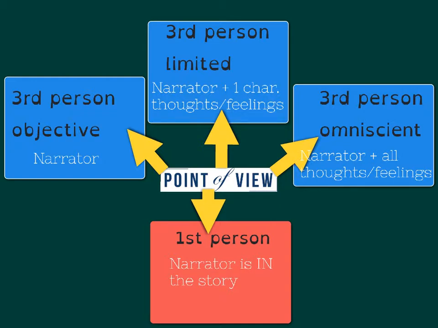Now the first-person point of view, still it's really helpful to think that I have a narrator, but the difference is the narrator is in the story. They're a character in the story, and they're going to tell you things from their perspective. So they're going to use words like I or me when talking about what they did.